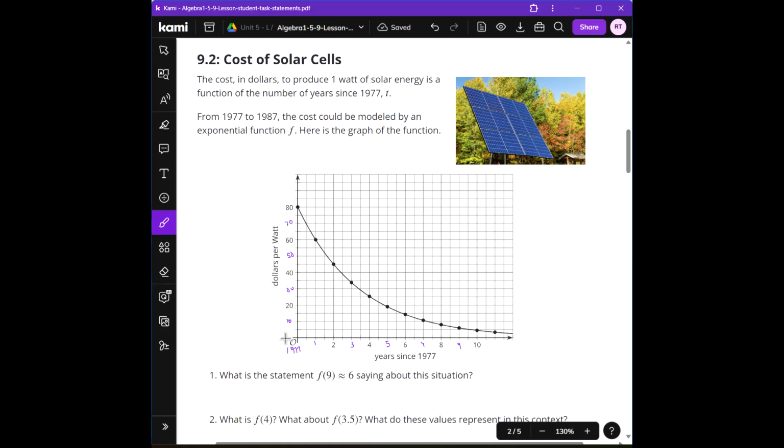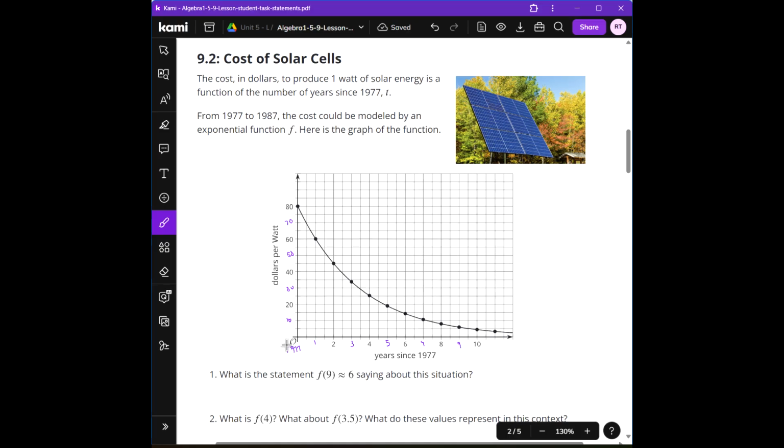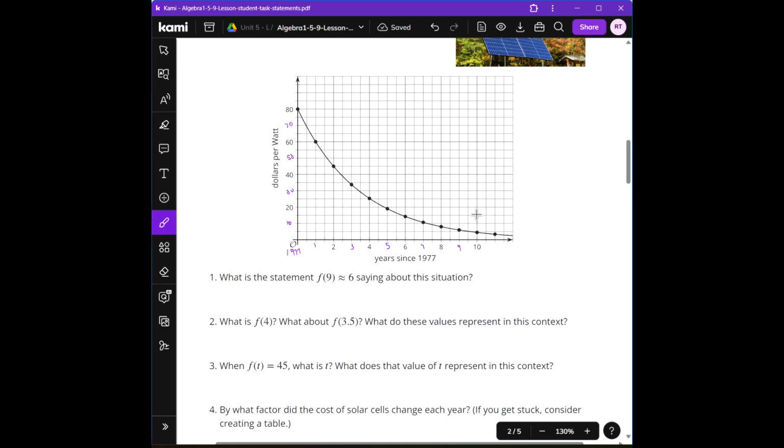From 1977 to 1987, the cost could be modeled by an exponential function. Here is the graph. So what is the statement f of 9 is approximately 6 saying about the situation? F of 9 is going to be 9 years since 1977. It is approximately, if we look, probably around 6.